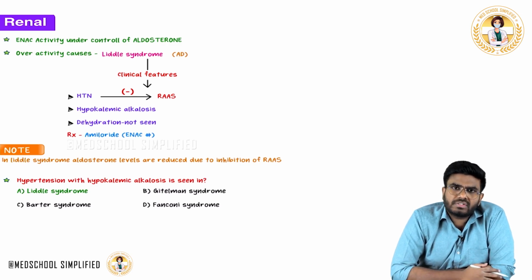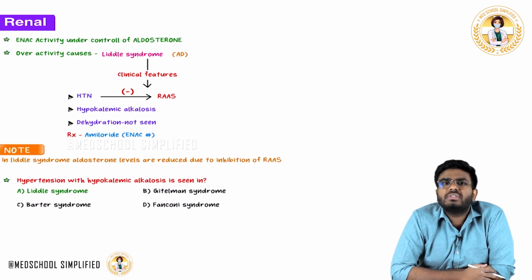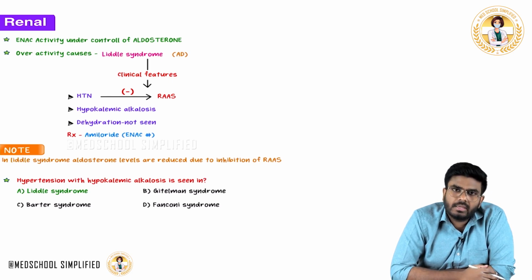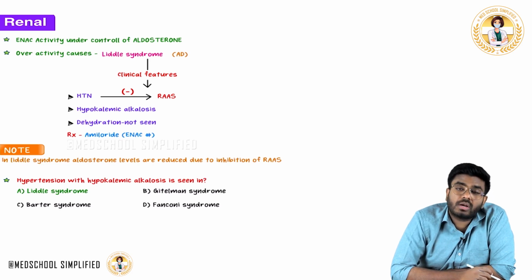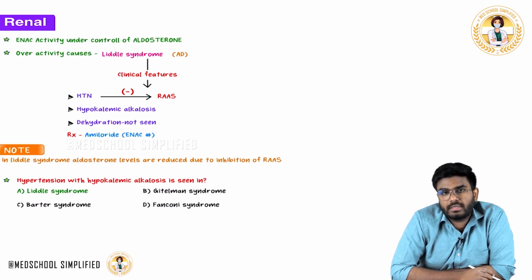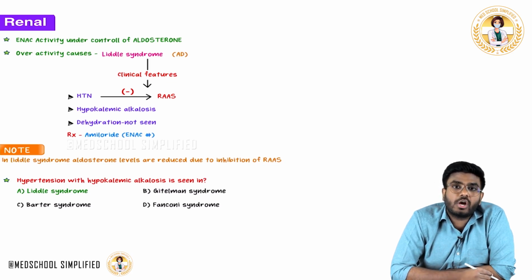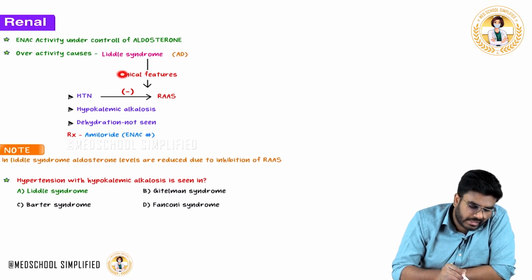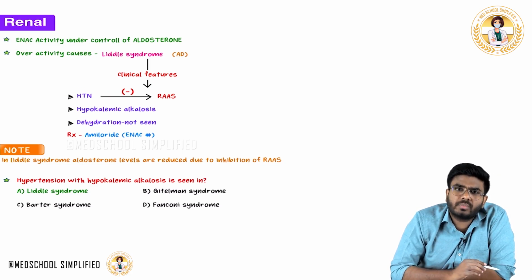Now, what are the clinical features which are going to be seen in Liddle syndrome? Think logically, guys. Even without aldosterone, epithelial sodium channels are working more. So more and more sodium is going to be reabsorbed back into the body. More sodium reabsorption means what happens? Hypernatremia. The patient is going to have hypernatremia, and that is going to cause hypertension. So the clinical feature is hypertension. Why? Because epithelial sodium channel overactivity means more sodium reabsorption, and that causes hypertension.